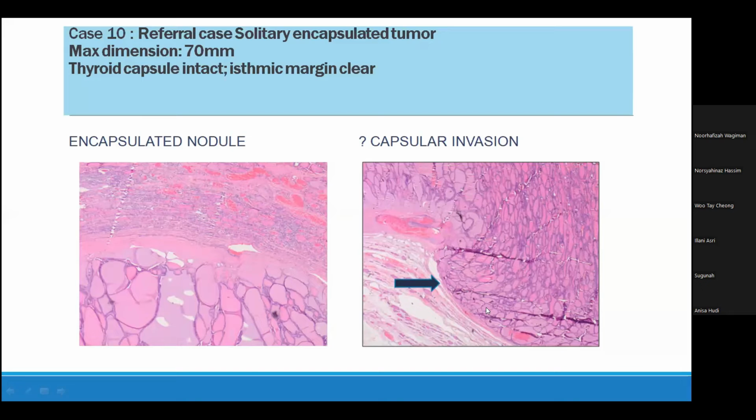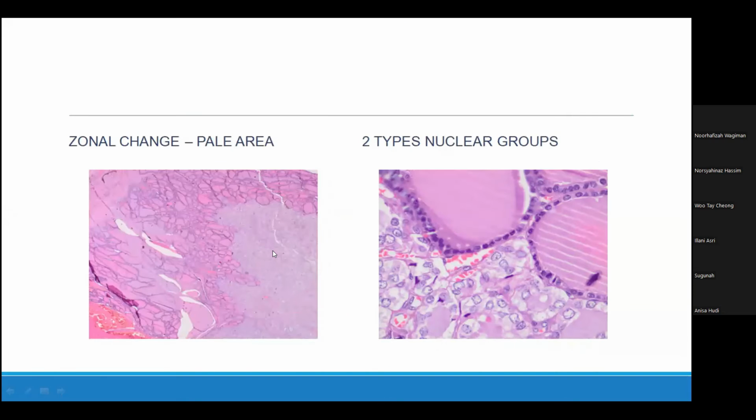Okay, and then more surprises. There is a zonal change. That means the macrofollicles that you saw are here, and then suddenly some part of the lesion has this kind of pale nuclei area. Also two types of nuclear groups. Now the macrofollicles with hyperchromatic nuclei don't have any PTC-like nuclear features. And here this pale area has nuclear clearing and irregular nuclear membrane. So is this PTC?